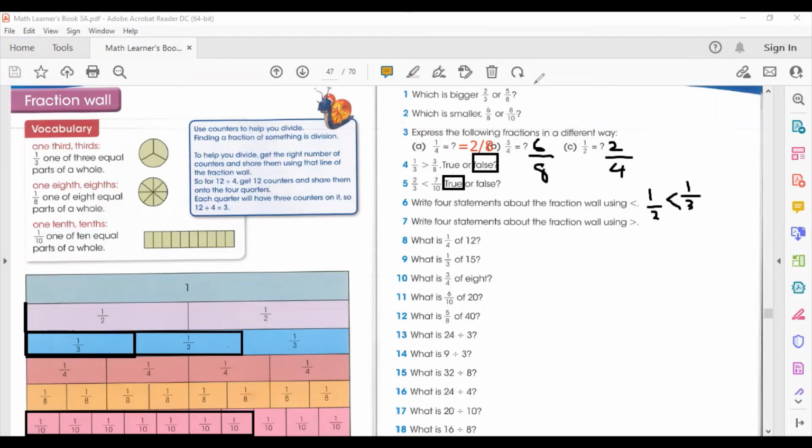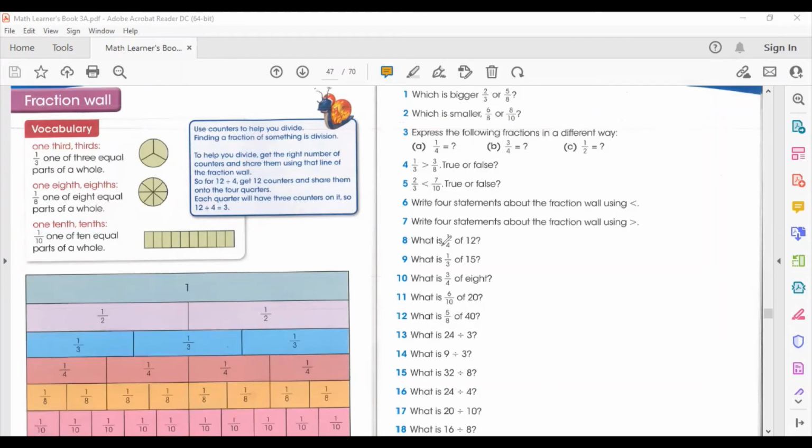Question number 8. What is 1 by 4 of 12? Just easy. Here we can cut it. Like this we can multiply 12. So here in multiplication and division we can cut it. Okay, this is down and this is up. So obviously 4 multiplied by 1, 4. 4 multiplied by 3 equals 12. Okay, so it's 3. Answer is 3.